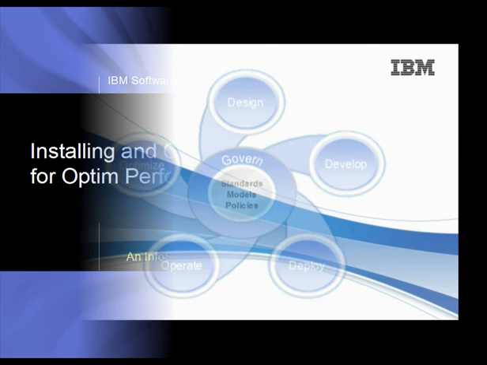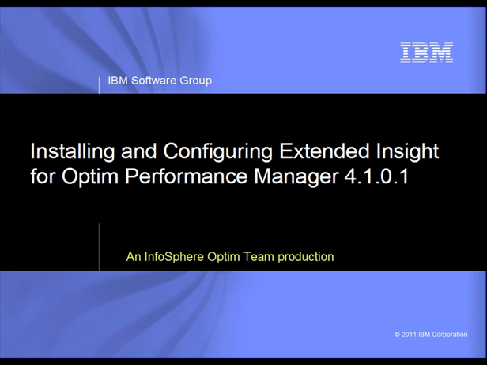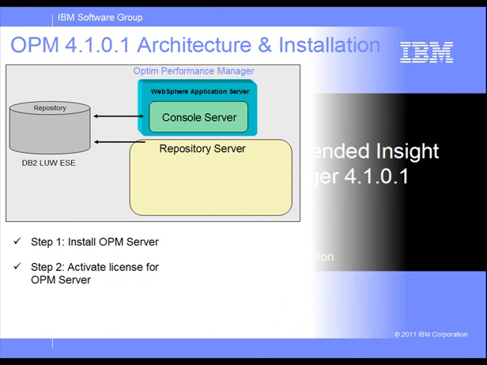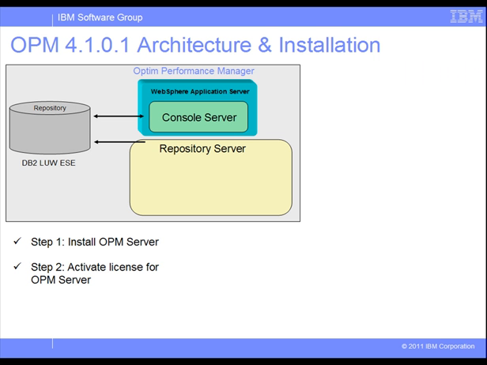This is the second part of the two-part video demo for installing Optim Performance Manager and Extended Insight. In the first demo, we learned about Optim Performance Manager architecture, the installation of the product, and the activation of the license key on an AIX machine.